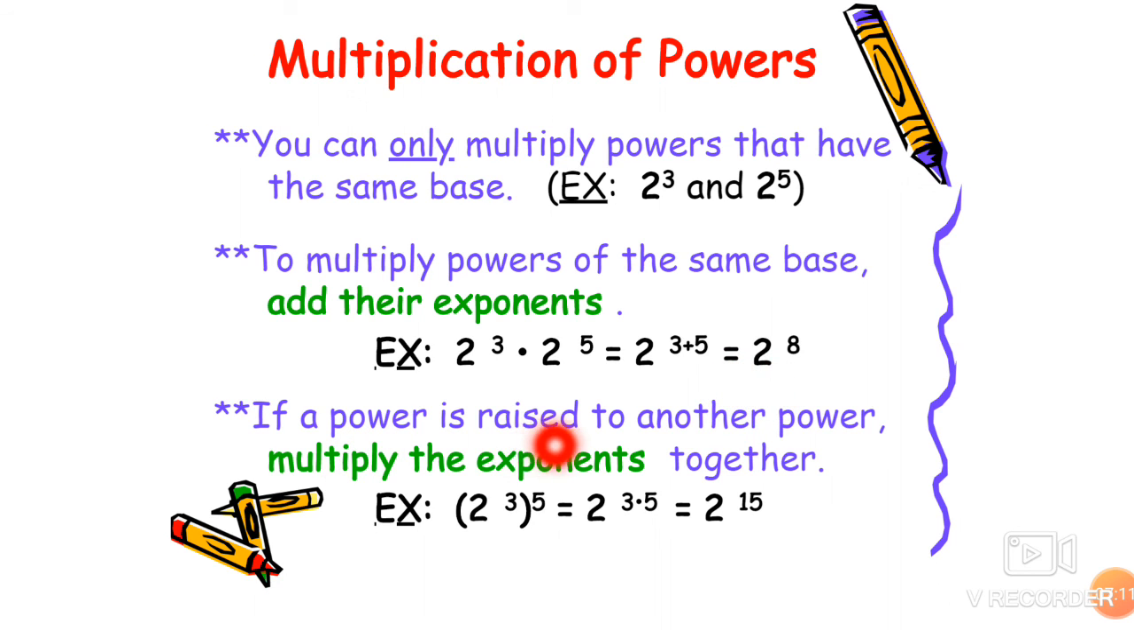If a power is raised to another power, multiply the exponents together. For example, 2 exponent 3 having whole exponent 5. So this 3 and 5 will be multiplied with each other and we will have 2 exponent 15.